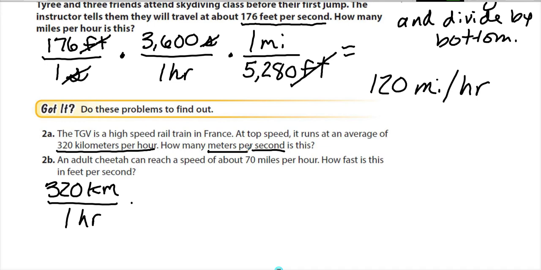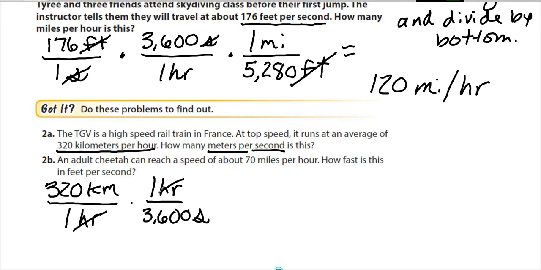So the hour needs to be on top, and that's where people get confused with this lesson. Remember my thing at the very beginning. You need your labels to cancel this time. So you need the hours diagonal from each other, because if you put it on the bottom, then they won't cancel. So that's going to be 1 hour, which is 3,600 seconds. All right, that's going to take care of these. So let's cross those off.